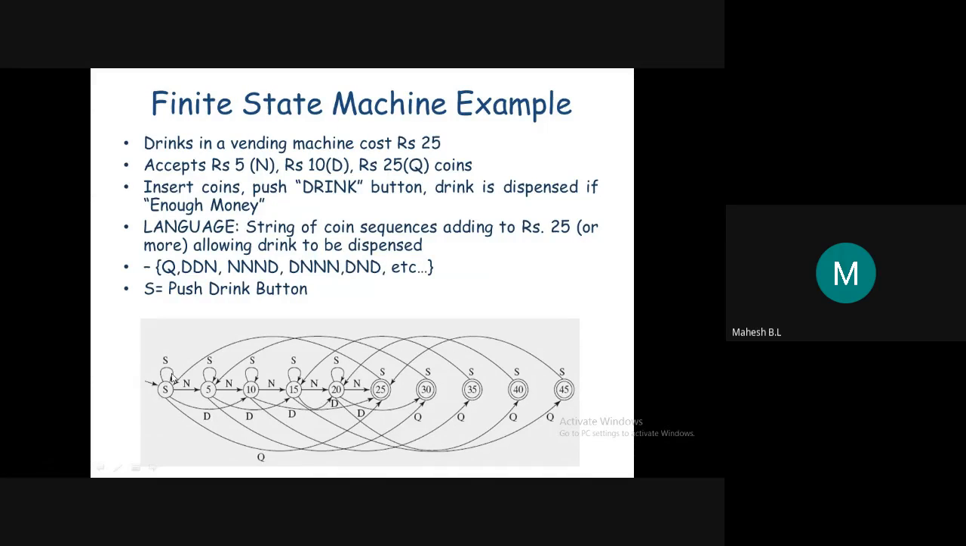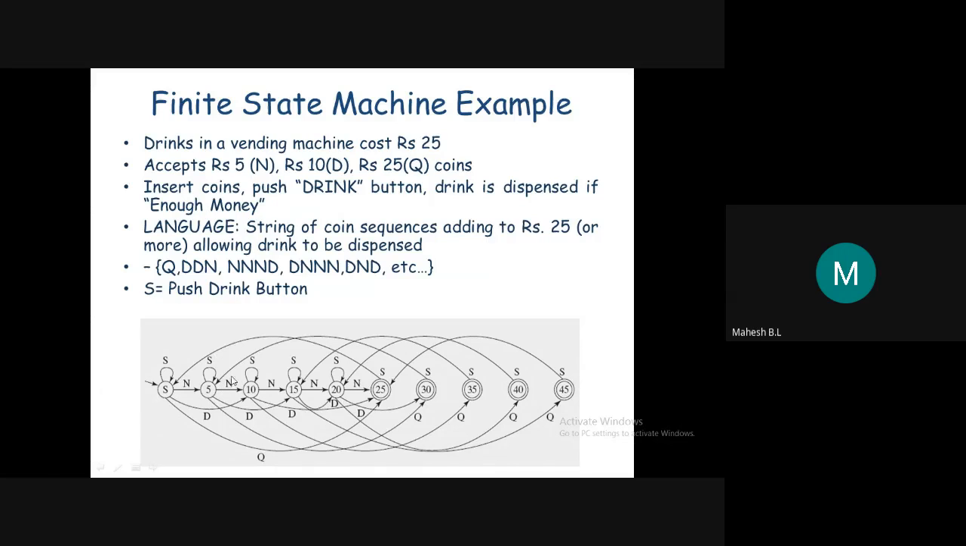There is no change in the state. Now let me go straight away. Don't look at other branches. What is N? N means 5. So if you insert a 5 rupee coin, it will come to the state 5.